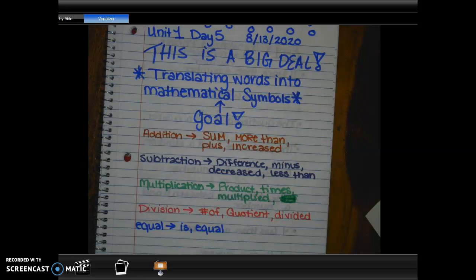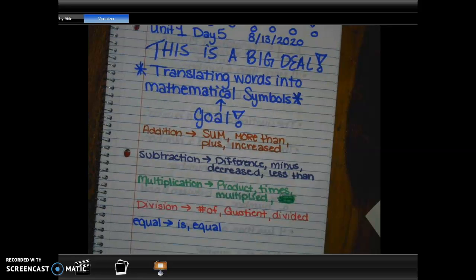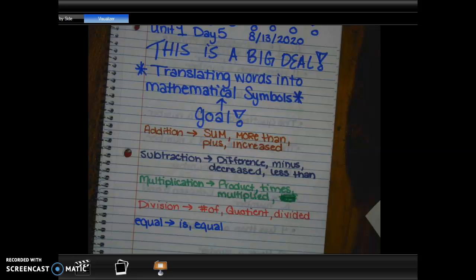So for addition, you have things like sum, more than, plus, increased by, and then subtraction would be like a difference, minus, decrease by, or less than. A product, or multiplication, would be like a product, times, multiplied. Sometimes it could also be a number of, and we'll do an example of that when you're dealing with multiplication of fractions. You always say, oh, 3/4 of is multiplication with fractions.